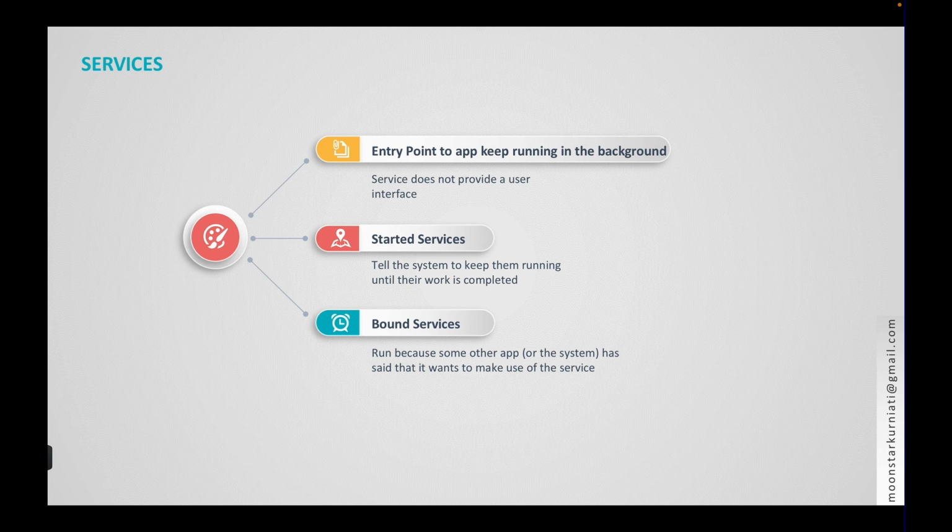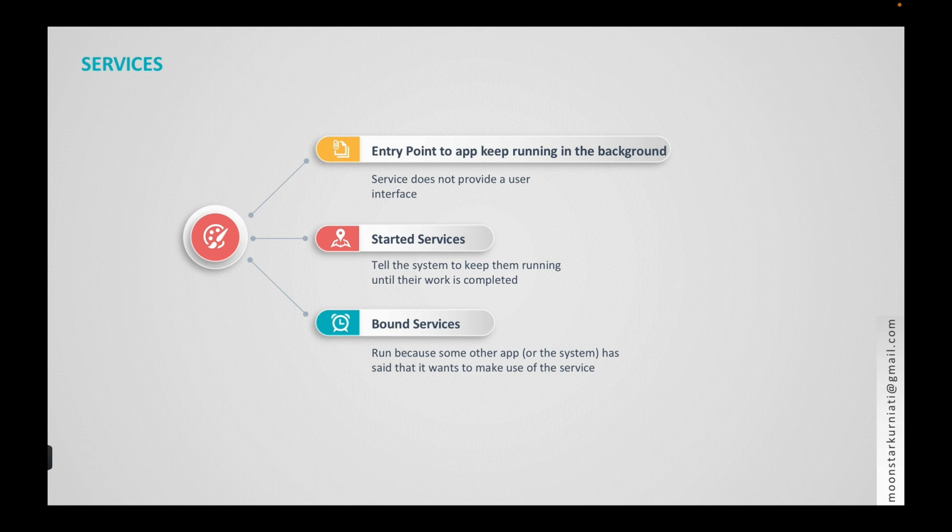There are two types of services. One is the started service and two is the bound service. A started service tells the system to keep running until its work is complete. A bound service tells the system to run because some other app or the system has said that it wants to make use of the service.